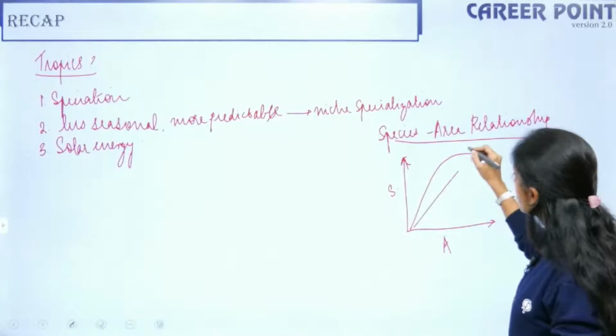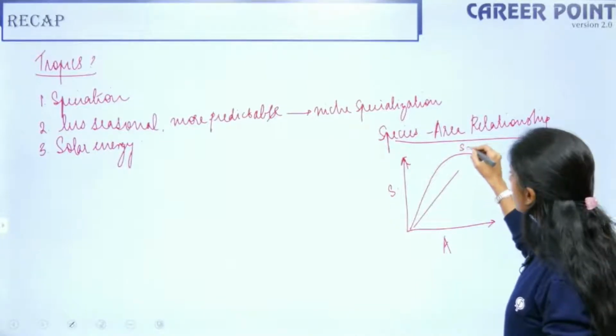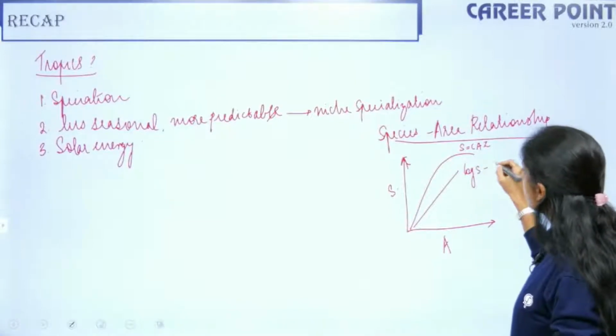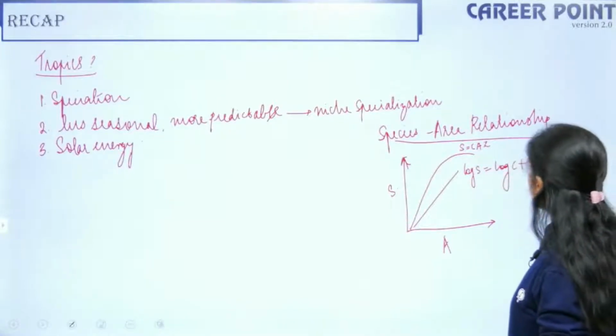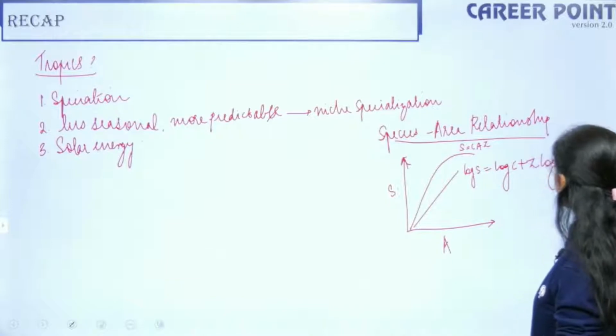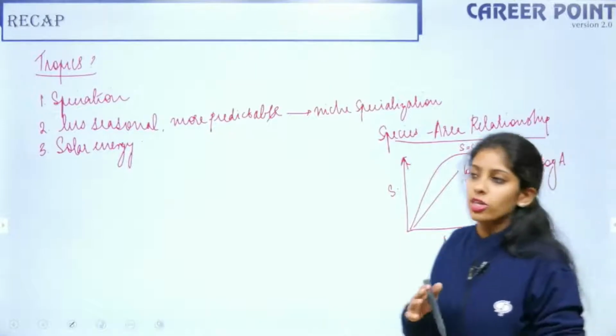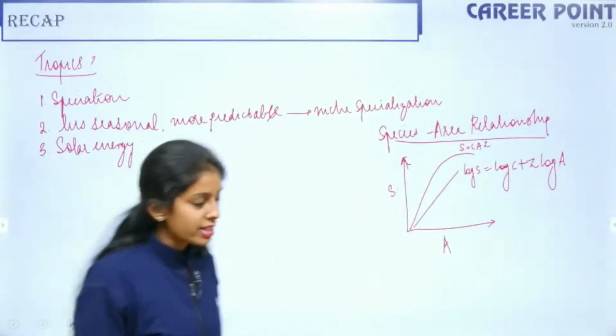So what is the line? S = C A^Z. So log S = log C + Z log A. Right? S talks about species richness, C about the y-intercept, Z about the slope, and A is the area. So these are some of the concepts that I discussed in your previous lecture.